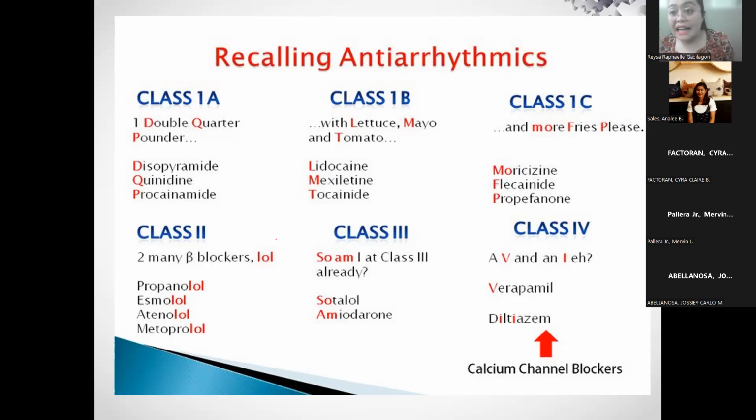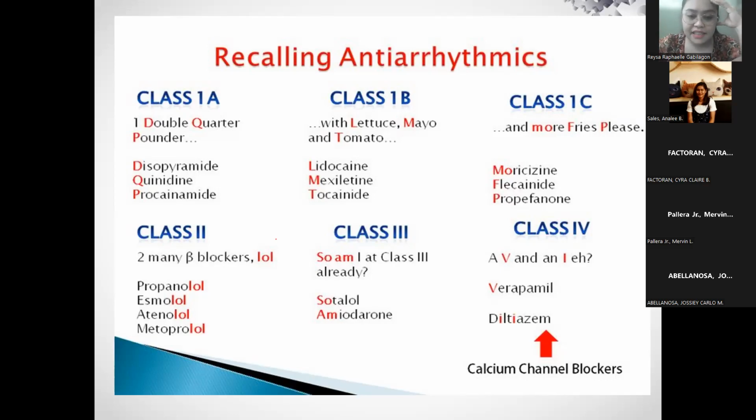Okay, and then our class 2, take note, class 2 are all beta blockers. Beta blockers lang talaga lahat ang ating class 2 anti-arrhythmic drugs. So definitely beta blockers are very useful. We learned that we use that for hypertension, and then for heart failure, and now beta blockers are also used for arrhythmia.